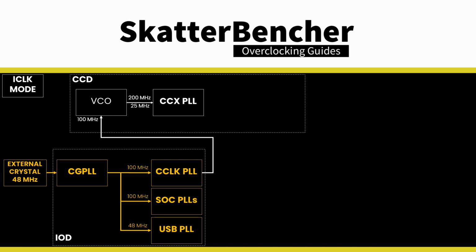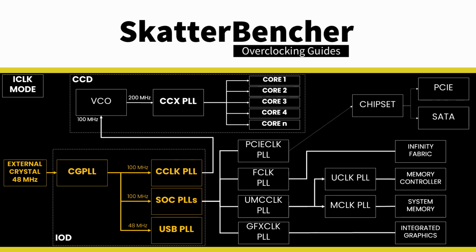As with Vermeer, each CCX has its own PLL, with the cores within that CCX running at the same frequency. The SoC PLLs include a wide range of PLLs present on the I/O die. The ones most relevant for overclocking are F-clock for the data fabric, U-clock for the memory controller, M-clock for the system memory, and GFX clock for the integrated graphics. Unlike Zen 3, the memory controller, system memory, and data fabric no longer run at the same frequency by default. That's because DDR5 memory can run at much higher frequencies than DDR4, while the fabric clock can't.